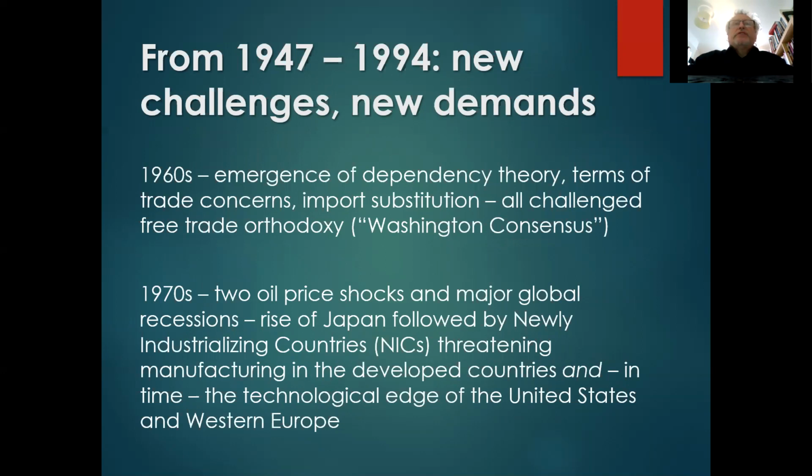So, new challenges and new demands. Well, I mentioned before, 1960s, the emergence of dependency theory. So the idea that free trade was a good thing came under a certain amount of challenge. The Washington Consensus, they called it, the orthodox view that free trade was a good thing. In the 1970s, there were some crises going on in the form mainly of two oil price shocks. So the oil exporters, particularly in the Middle East, quite dramatically raised the price of oil. And in doing so, it triggered global trade recessions. So trade was hit quite hard. Although, interestingly enough, the impacts were somewhat varied.